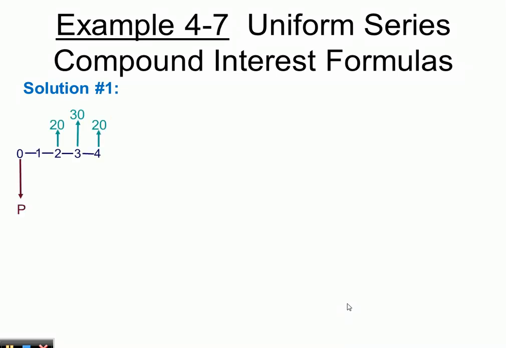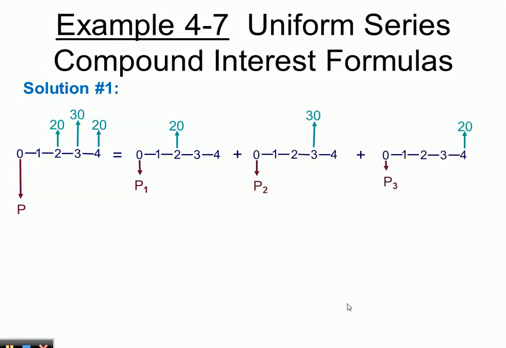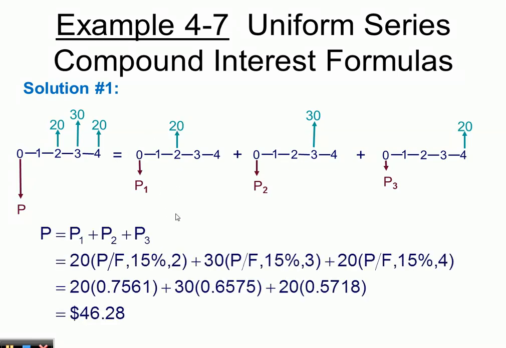Here's solution 1. We could, for example, represent it as 3 separate single payments, just like before, and then move them all to time 0. They all would be looked at as future amounts, so we would need the single payment formulas, and in fact that's what we're using: P1, P2, P3.